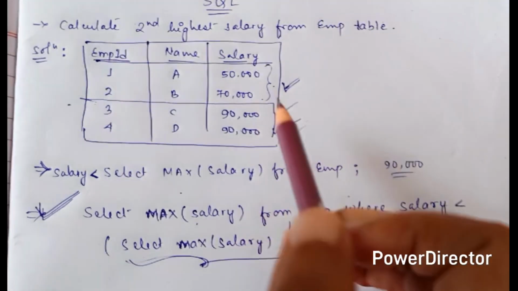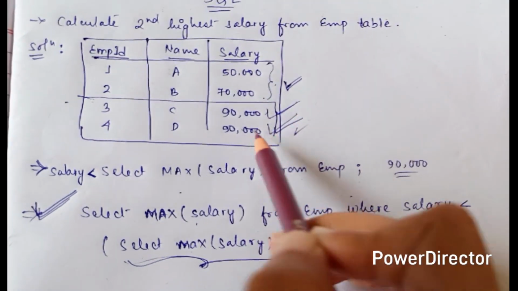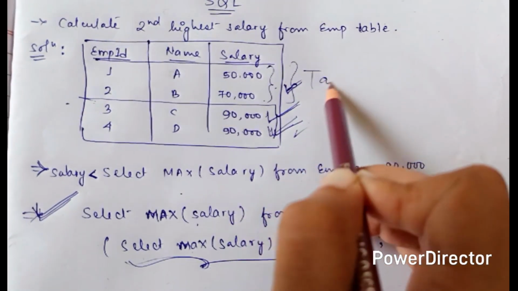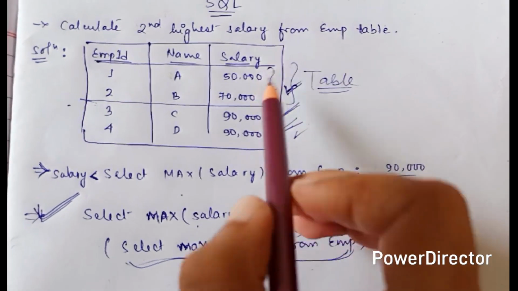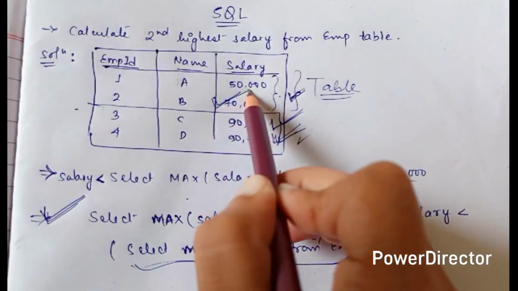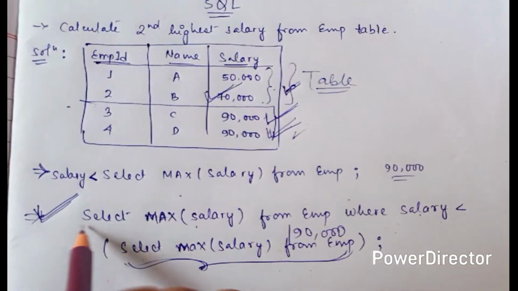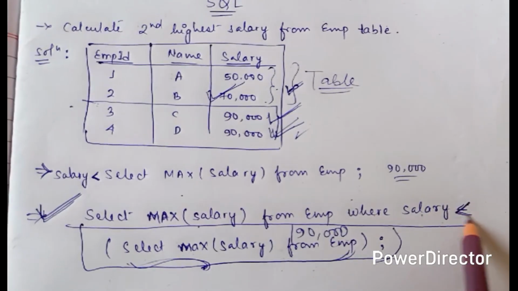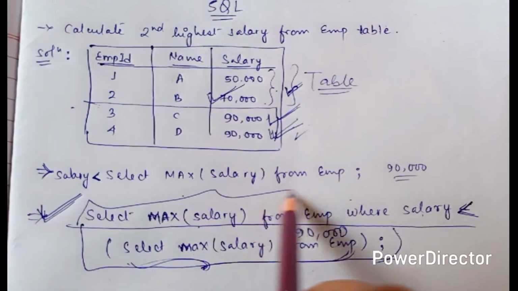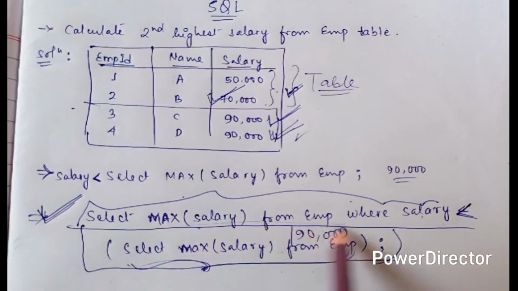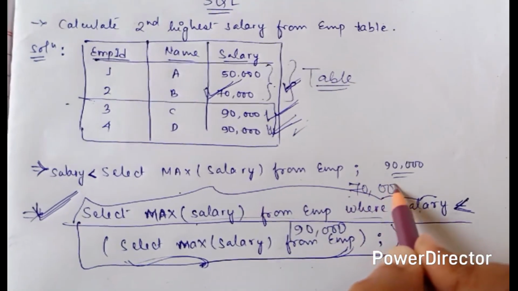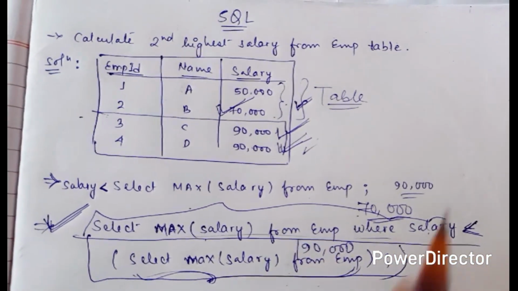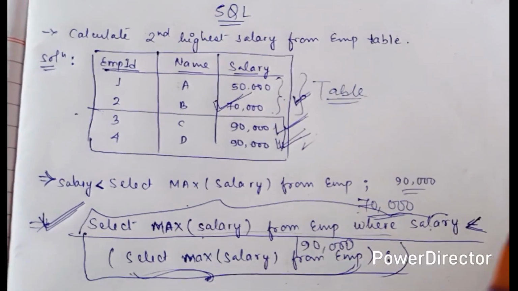So after deducting this tuple, the remaining table will have the highest salary as 70,000. After neglecting this, that means less than 90,000, the output we are going to have in this particular query is 70,000. So in this manner we are going to get the second highest salary present in the table.